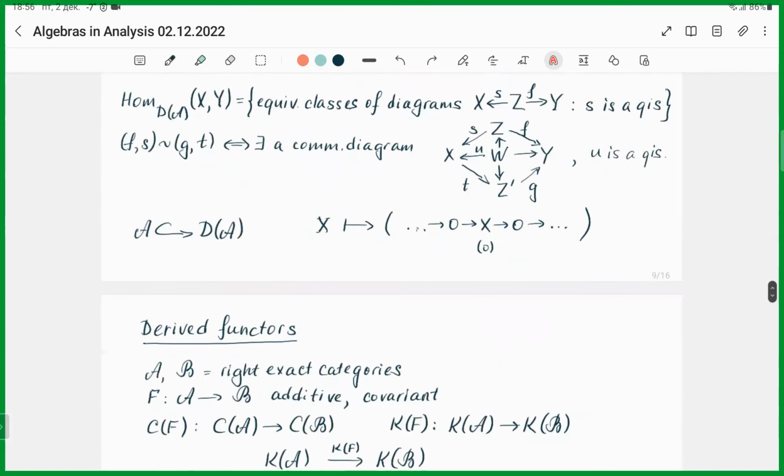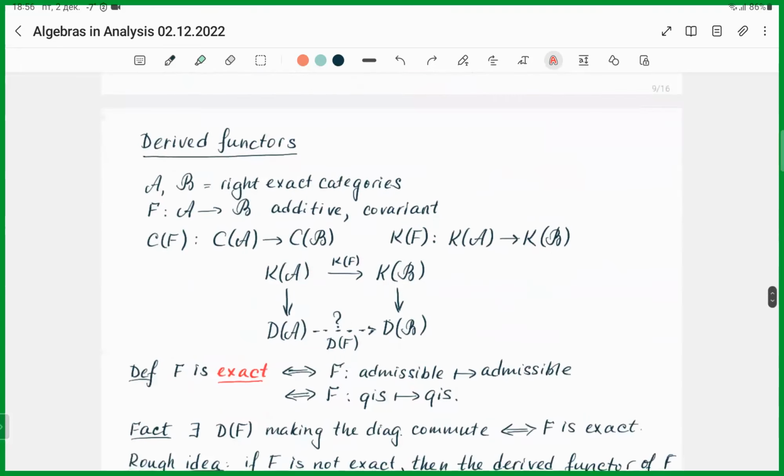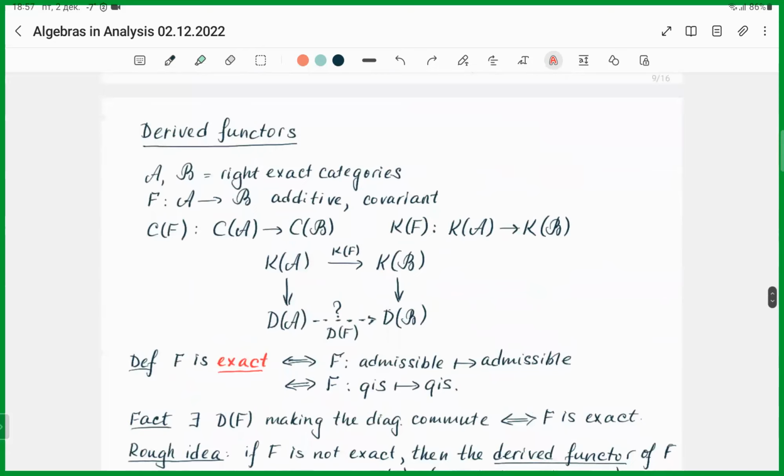Okay, let's now discuss derived functors between derived categories. So suppose that we have two right exact categories A and B, and an additive covariant functor F from A to B. So clearly this functor induces a functor between the categories of co-chain complexes. We just apply F component-wise to the co-chain complexes. And this functor takes 0 homotopic maps to 0 homotopic maps. So it gives us a respective functor between the homotopic categories. And let's now look at the following picture.